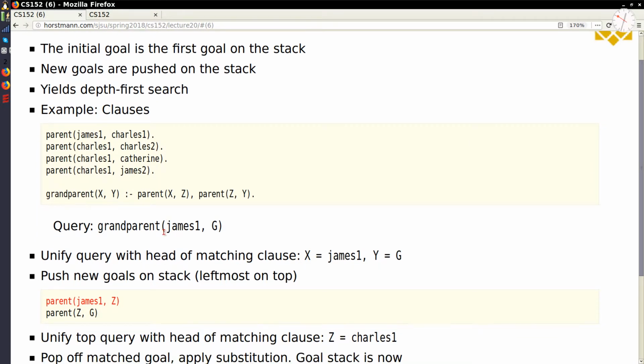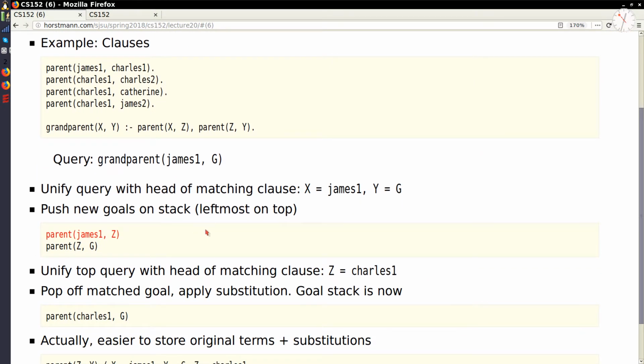So that's how this pushing stuff works. And now let's see what we're doing. Now I pop off the top of the stack, and I need to solve it. That's my goal. How do I solve it? Well, I look for parent. I try to unify with this thing. Can I do it? Yes, because James I equals James I. That is true and gets thrown out. There are no arguments. Charles I equals Z gets turned into Z equals Charles I. And that's my unifying substitution.